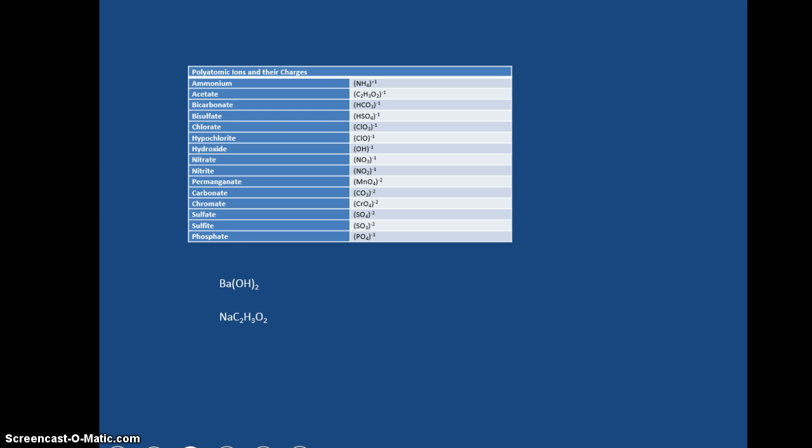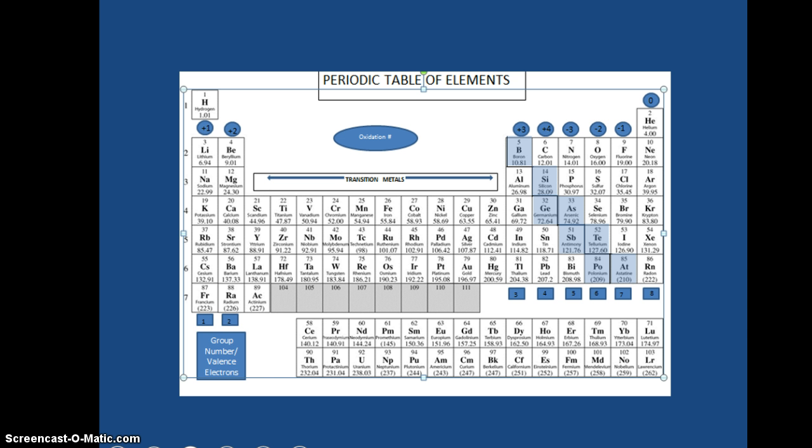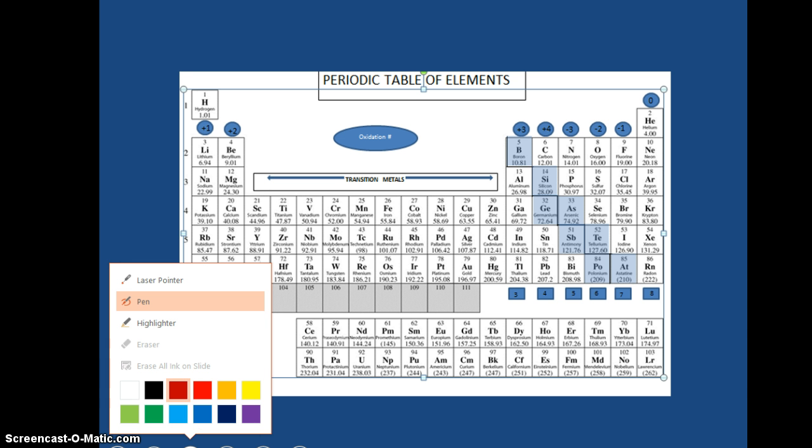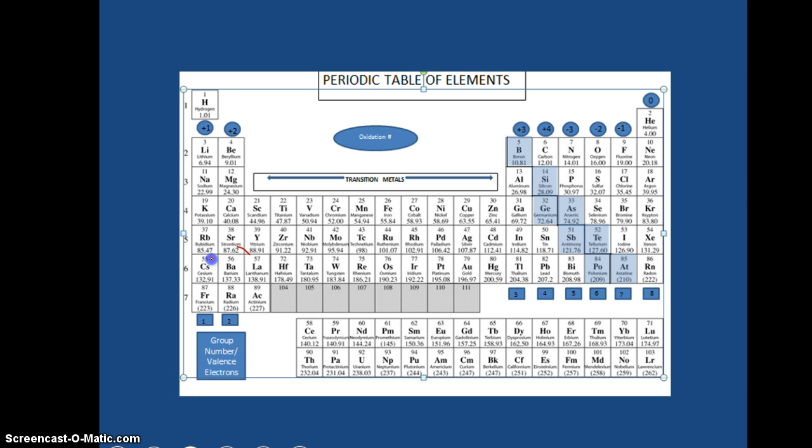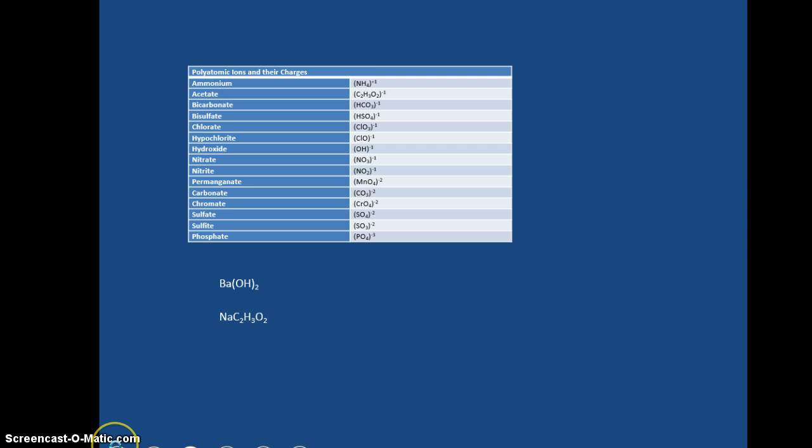Next, we're going to name 2 of them. We want to name both of these, and you want to follow the same rules. If it's a polyatomic ion, you just name it. The first element, if it's a transition metal, you do need Roman numerals. So the first we've got BaOH2. First find Ba on the periodic table. So we've got Ba, and that is right here. That's barium. So we'll go back and write barium.